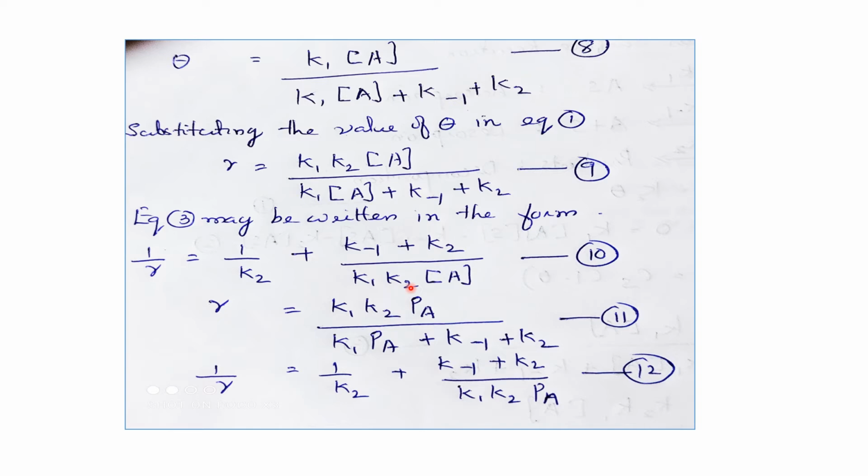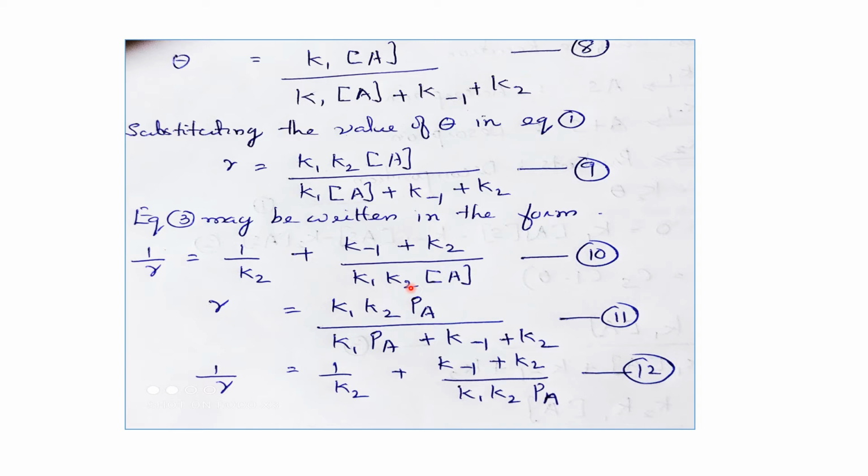According to equation 10, a plot of 1 by R versus 1 by A would give a straight line with intercept equal to 1 by K2 and slope equal to K inverse 1 plus K2 divided by K1 K2. For gaseous adsorbates, the concentration is expressed in terms of partial pressure.